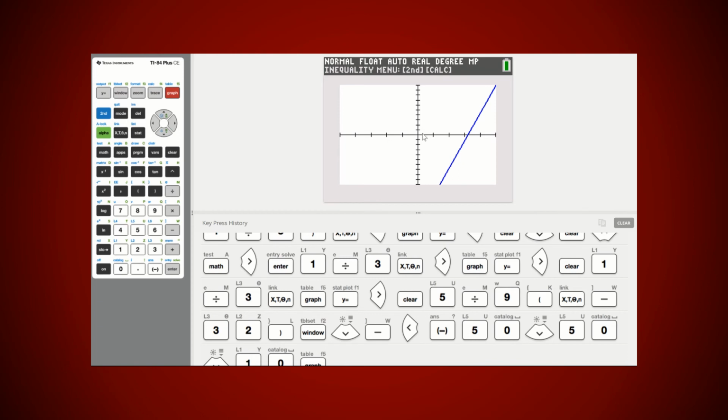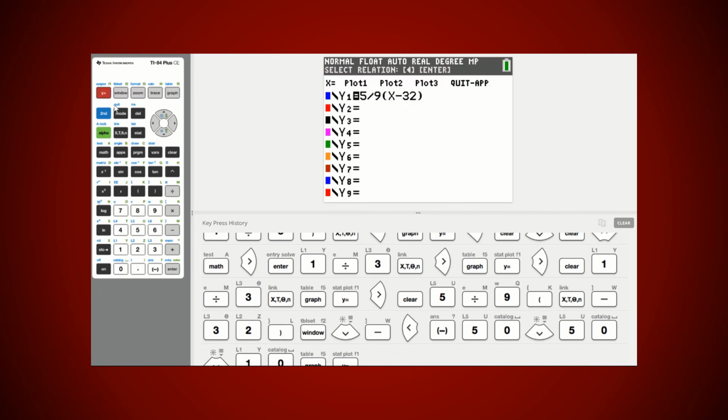All right, there we go. I see that it has had a horizontal translation, a horizontal shift to the right, and that makes sense. When y is 0, x is going to be about 32. That makes sense.